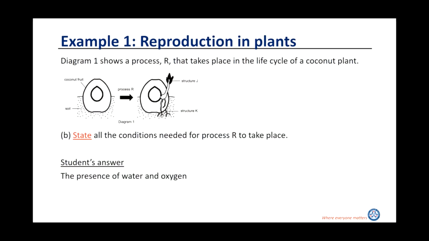For part B, state all the conditions needed for process R to take place. The word state means that only the concept is needed. The student's answer is the presence of water and oxygen. However, there is a missing condition here. The caret will be indicated, followed by a cross. The answer should be the presence of water, oxygen, and warmth. The mnemonic that the student can use here will be WOW.